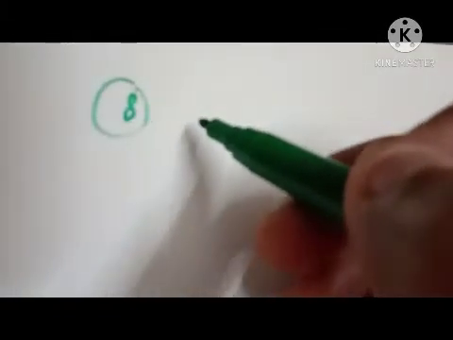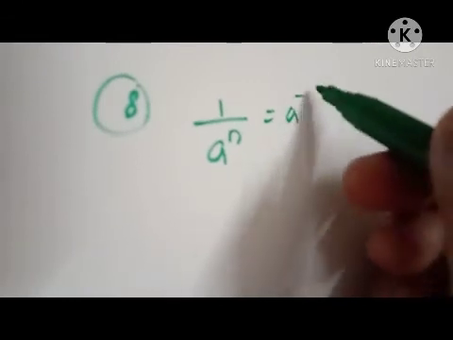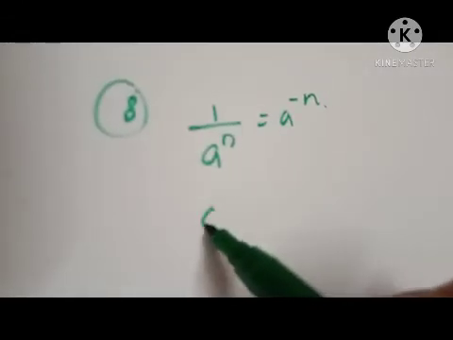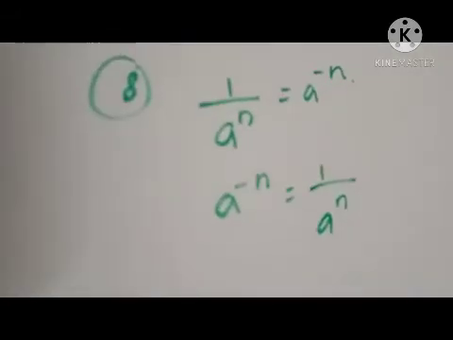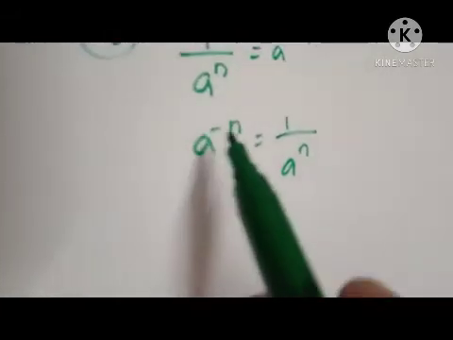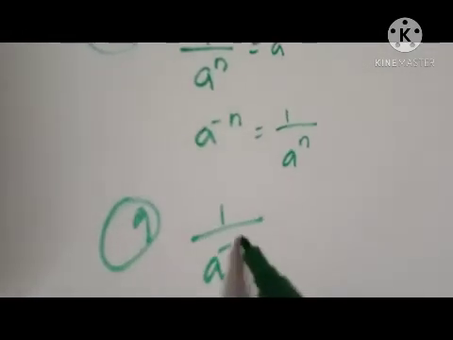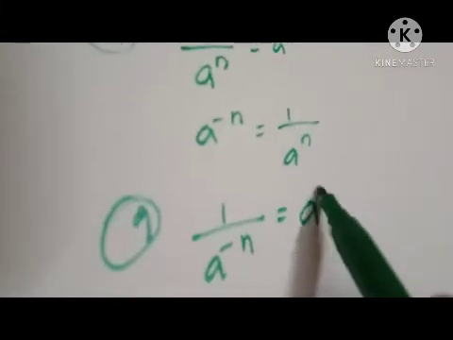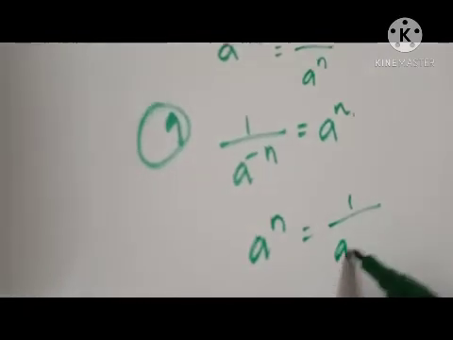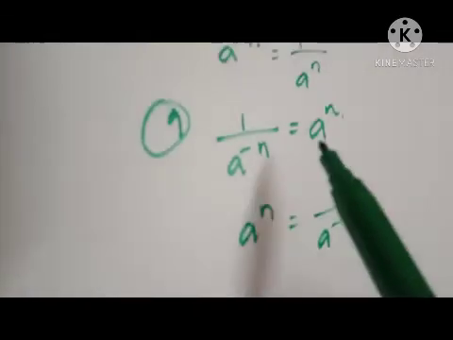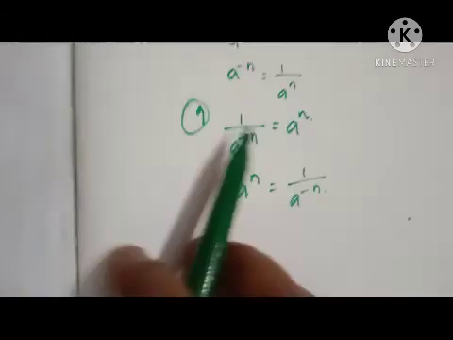Next is eighth one, that is 1 by a raised to n. That is equal to a raised to negative n. Otherwise, we can say a raised to negative n equals 1 by a raised to positive n. That all you studied in lower class. The ninth one is 1 by a raised to negative n. That will be a raised to positive n. That is a raised to n equals 1 by a raised to negative n. So these are the laws of exponents for real numbers.